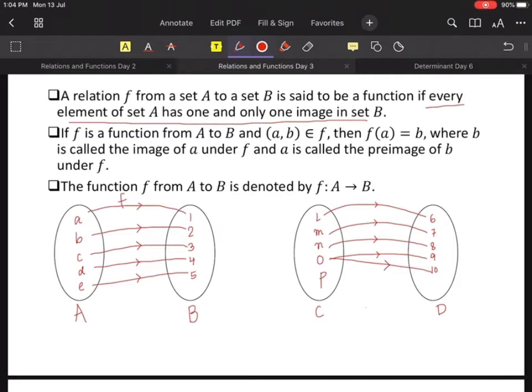Understood? So what is a function? A function is a relation from A to B where every element of A has only one image in set B. Okay? That's the normal definition. Now you look at here. If f is a function from A to B and (a, b) is an element of f, then f(a) is equal to b.